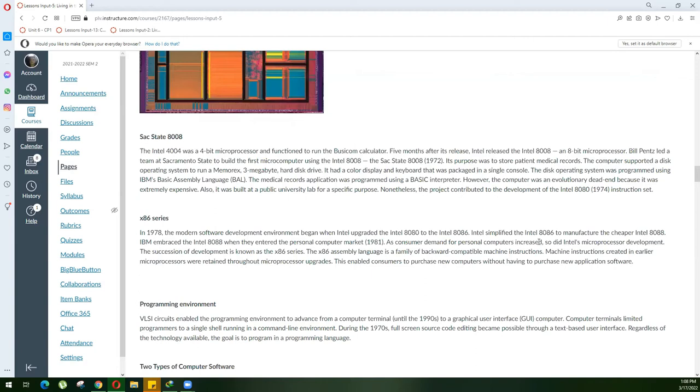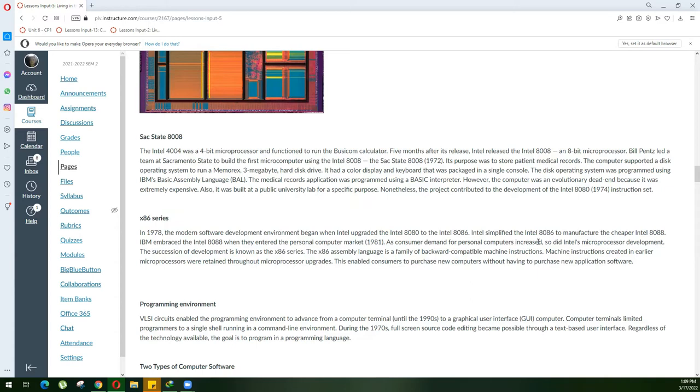The Intel 4004 was a 4-bit microprocessor made to run the Busicom calculator. Five months after, Intel released the Intel 8008, an 8-bit microprocessor. Bill Pentz led a team at Sacramento State to build the first microcomputer using the Intel 8008 in 1972. Its purpose was to store patient medical records. The computer supported a disk operating system to run a Memorex 3MB hard disk drive. It had a color display and keyboard that were packaged in a single console.